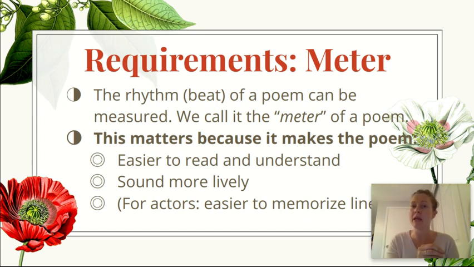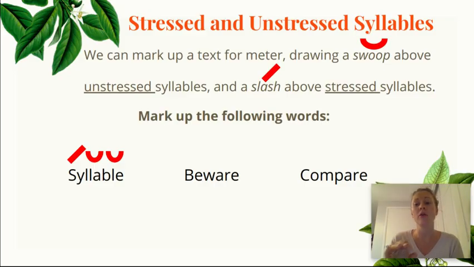So remember, meter is the word we use to measure rhythm in poetry. This is going to become clear as we look at an example. A sonnet has a specific rhyme scheme. A sonnet also has a specific meter. A Shakespearean sonnet also has a specific meter. The meter for a Shakespearean sonnet is a collection of stressed and unstressed syllables.